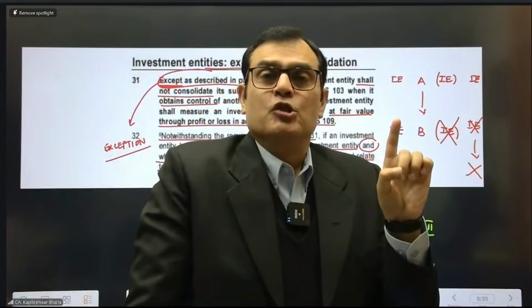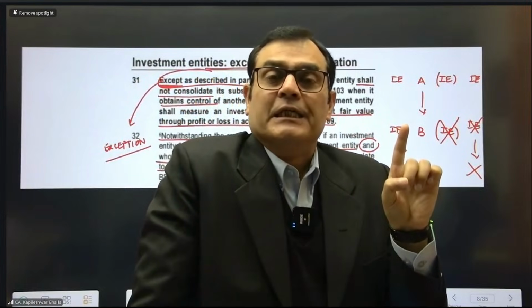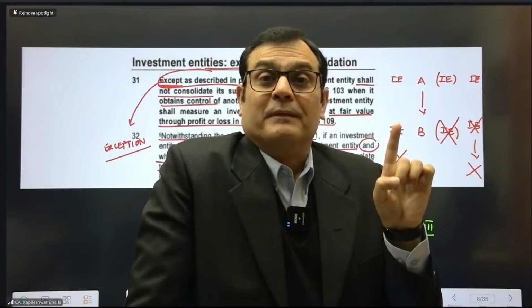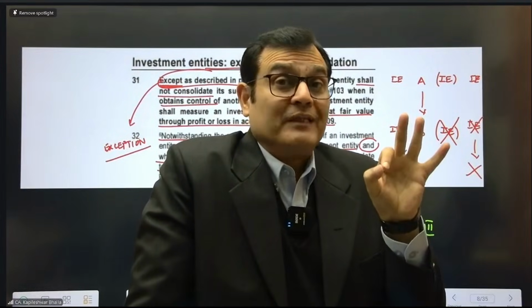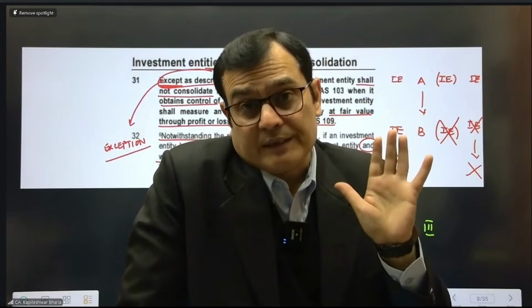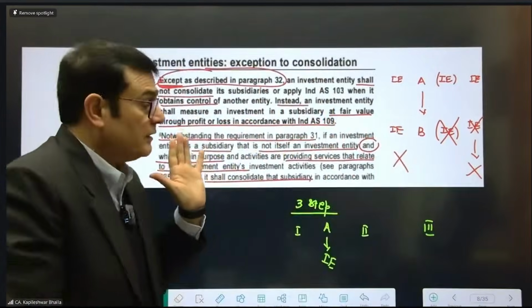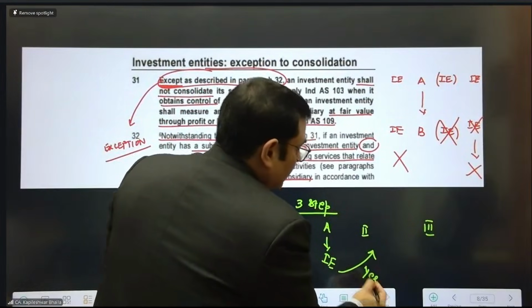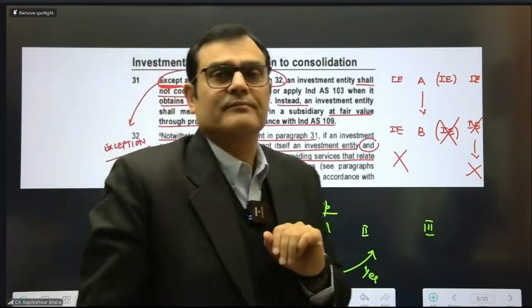If A is not an investment entity, he cannot get the benefit of para 4B. He cannot get the benefit of para 31. So if A is not an investment entity, I'll tell him, boss, you need to consolidate. But if he says, yes, I am an investment entity, I go to step 2.